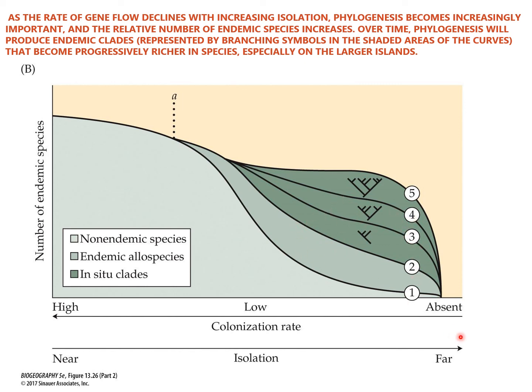As isolation increases, you're getting more isolation genetically, and so you end up with more unique and distinct evolutionary lineages on islands. So it's really combining all of these things that we've been talking about and putting them into one overarching theory of island biogeography.